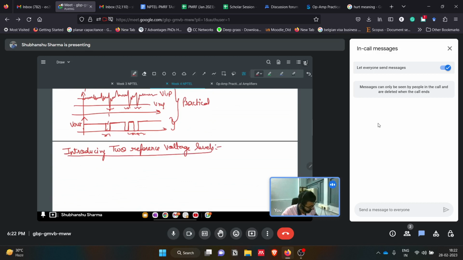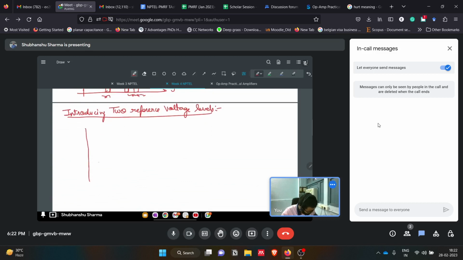So we'll see what will happen. We have one reference voltage here which we'll call the lower threshold, and another reference voltage which we'll call the upper threshold. Okay. So the comparator will only change its output if the signal goes higher than UT or goes lower than the lower threshold.